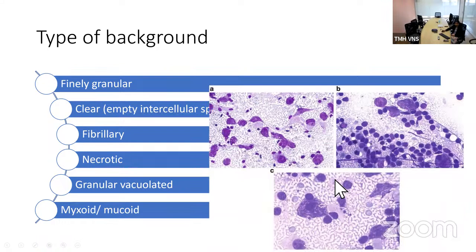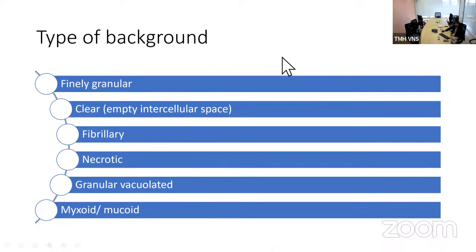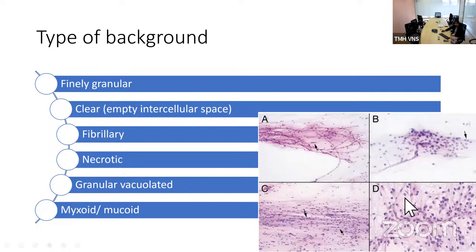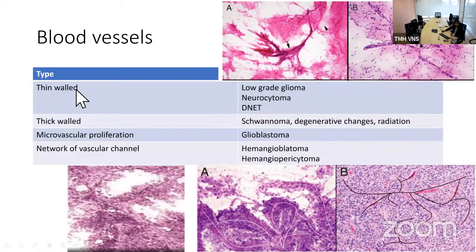Granular vacuolated, granuloma-like background is seen in the tigroid background in germinomas. Or we can get myxoid background in various tumors like the DNETs, in some pilocytic astrocytomas and pilomyxoid astrocytomas. Next, coming to blood vessels.